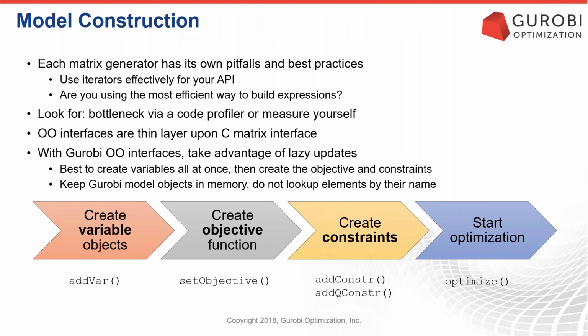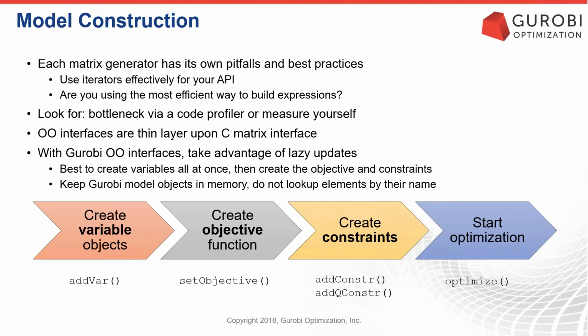So you should really look for bottlenecks here. It's a good idea to measure runtimes, for example, for each group of constraints that you create. Our object-oriented interfaces are a thin layer on our matrix interface, so the overhead is usually small. But if you do it in a step-by-step way that takes a lot of time in smaller steps, maybe it's a good idea to improve here. And we can help you with that.